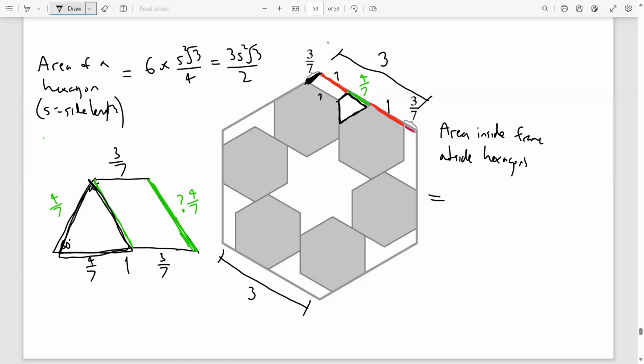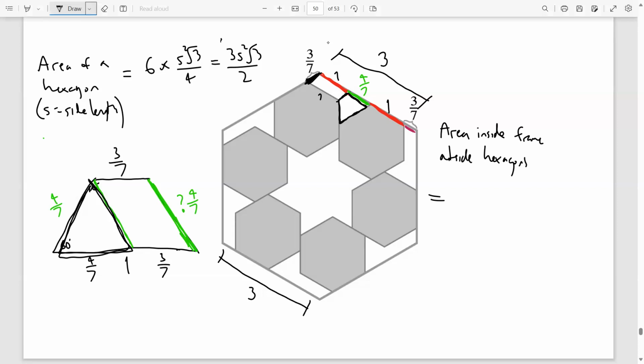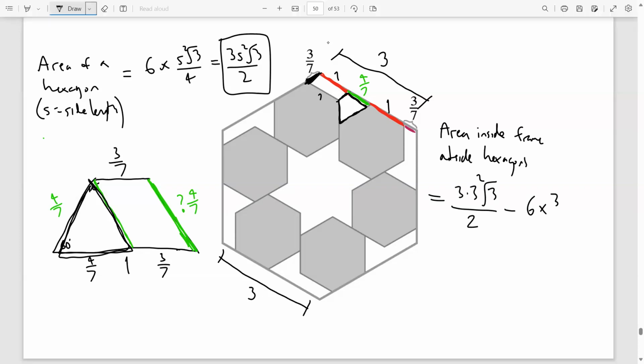This is equal to the area of a hexagon with side length 3 minus 6 times the area of a hexagon with side length 1. And so using our little formula, we obtain 3 times 3 squared times root 3 over 2 minus 6 times the area of a hexagon with side length 1, which is 3 times 1 squared times root 3 over 2.